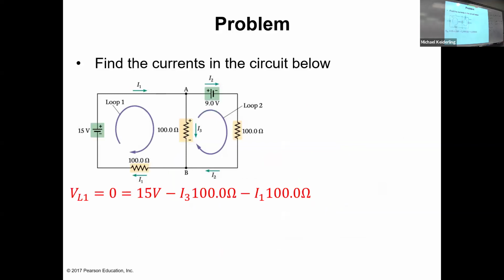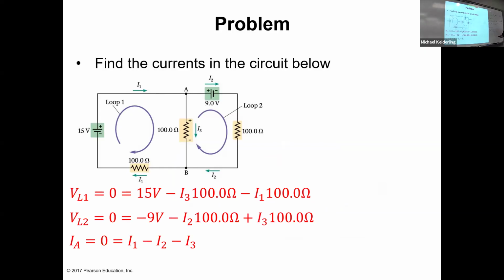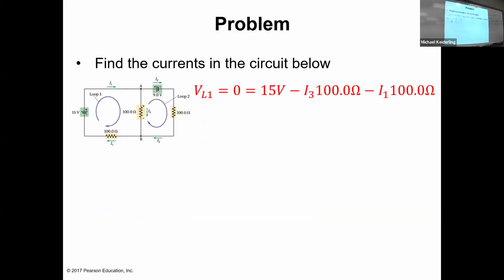So the voltage of loop 1, 15 volts minus I3 times 100 ohms minus I1 times 100 ohms. Voltage of loop 2, negative 9 volts minus I2 times 100 ohms plus I3 times 100 ohms. And IA is I1 minus I2 minus I3. So now we have a system of equations that we can solve to find the currents.